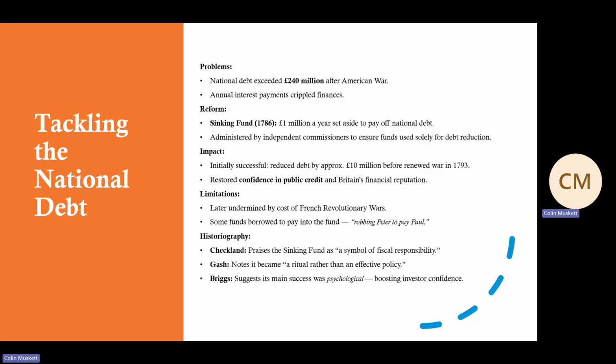And crucially, it boosted confidence in public credit. It restored Britain's reputation, put Britain on a much sounder financial footing, and obviously, for bankers and people interested in putting money into Britain, inspired more confidence in them to do so. Okay, and that's really, really important. As I've already mentioned, it was later undermined by the sheer cost of the wars with revolutionary France.